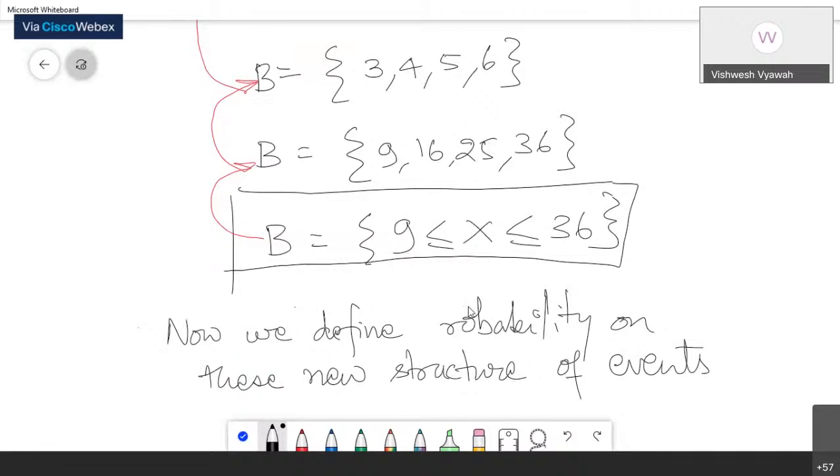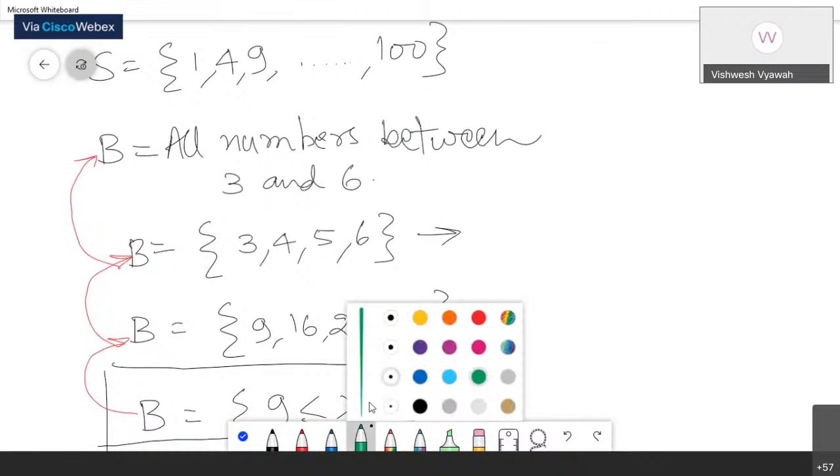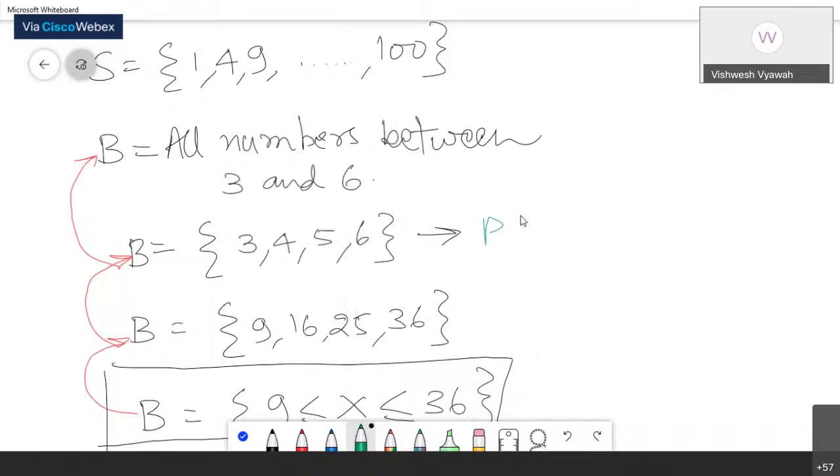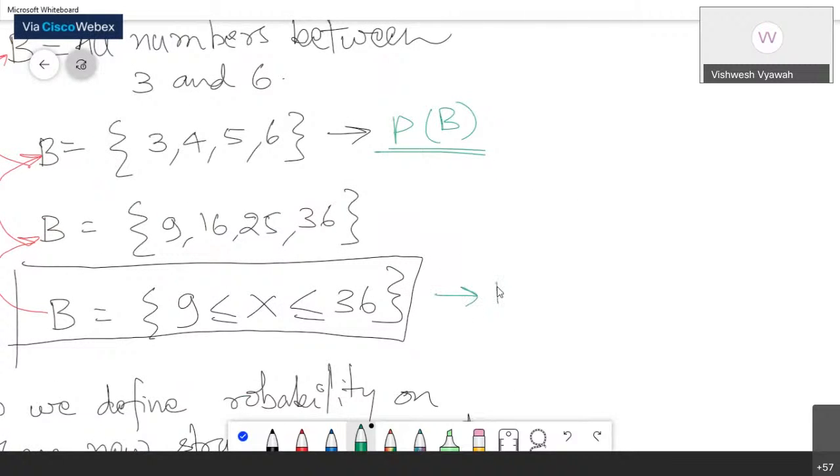So what does this mean? This means that in this case, probability of B, I can directly talk about probability of B, or I can directly talk about probability of B. Both should give me the same answer. Very important. So how do they write it in a typical probability book? Probability of 9 less than or equal to X less than or equal to 36. They define it like this.